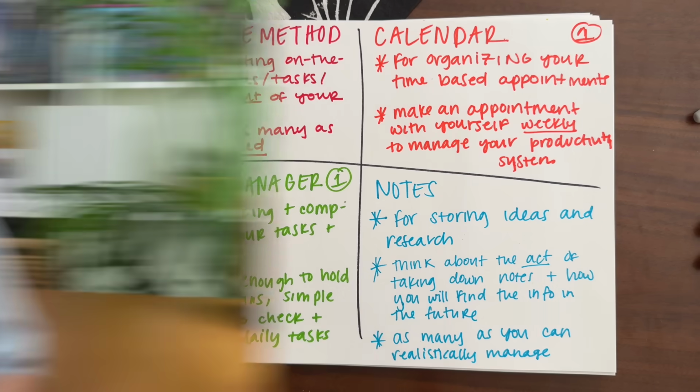Productivity is serious. So what are you using for your calendars, task managers, capture methods, and note-taking? Is it a combination of digital and analog, or are you choosing one over the other?